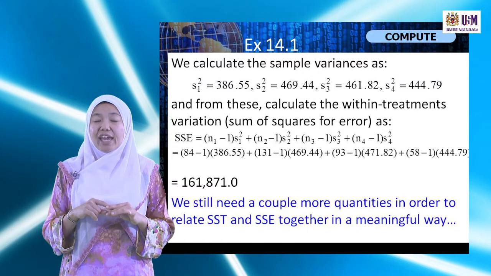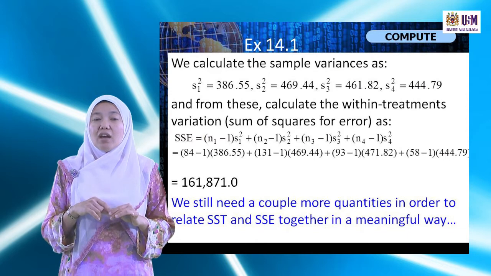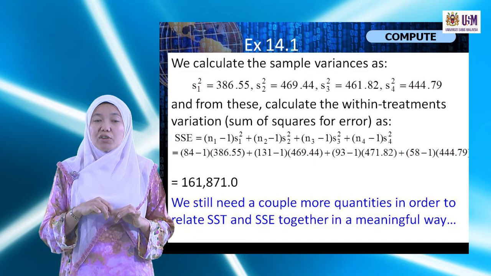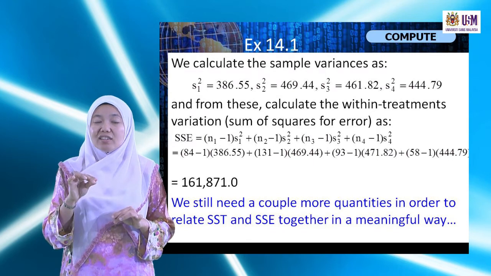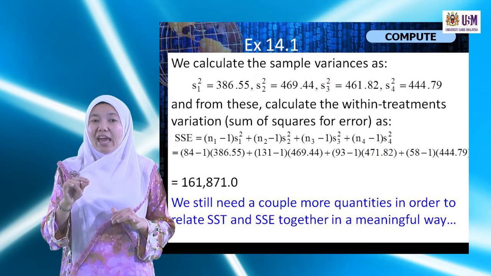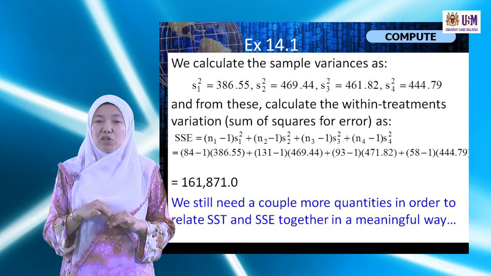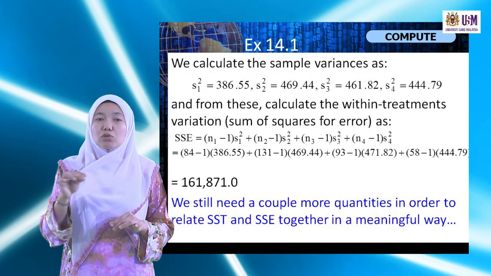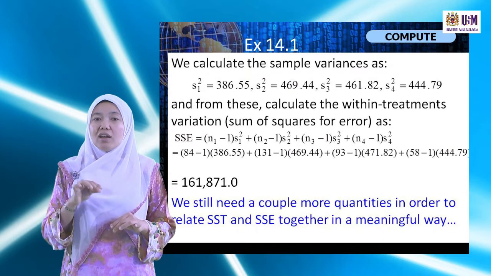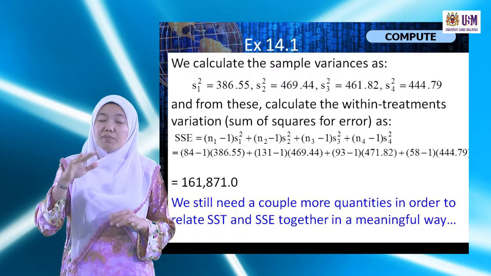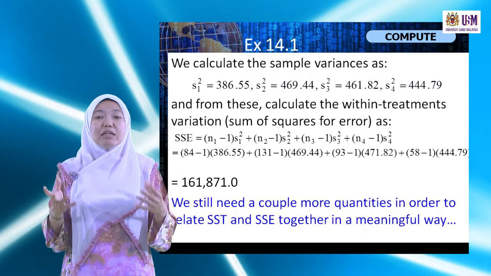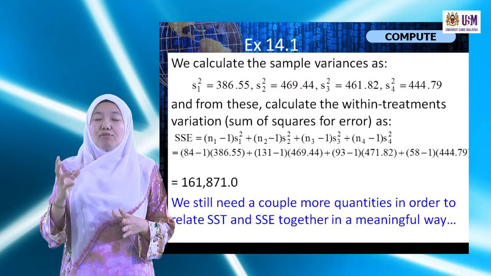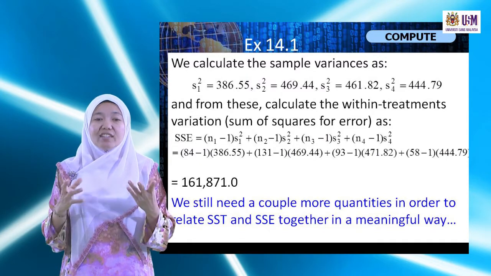In case you forget, just remember that sample variance is simply made up of standard deviation, which you need to square. So S squared is variance, and S without the square is standard deviation. If you have the standard deviation value for each group, you need to square it, then you have your sample variance. From this sample variance, you can calculate the within treatment variation, which is the sum of squares for error, known as SSE.